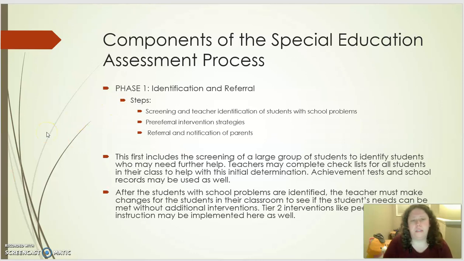The first phase is called identification referral. Basically, the first part means that teachers screen and identify students that are struggling in school. There are pre-referral intervention strategies. Teachers have to show that they've tried everything they can to make the student successful within the regular education environment before they are then referred and parents are notified.